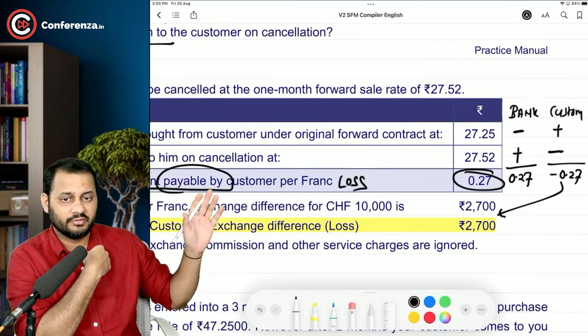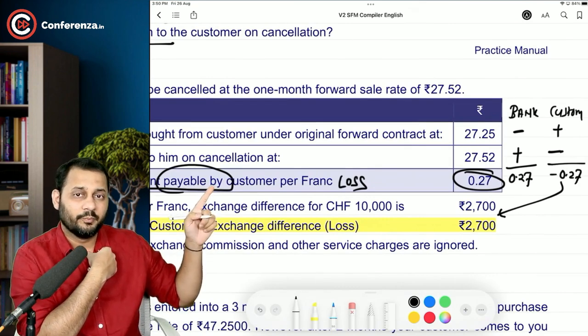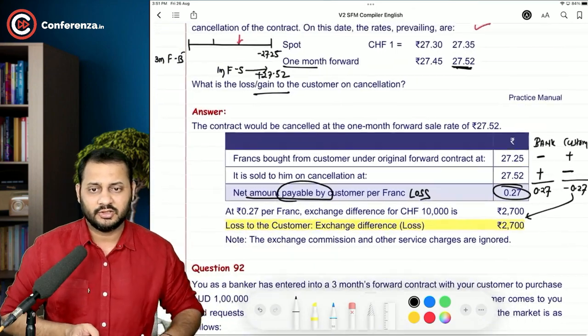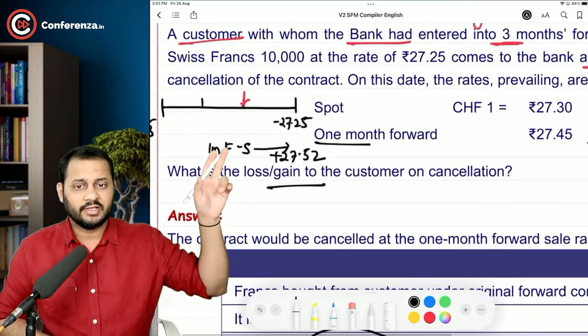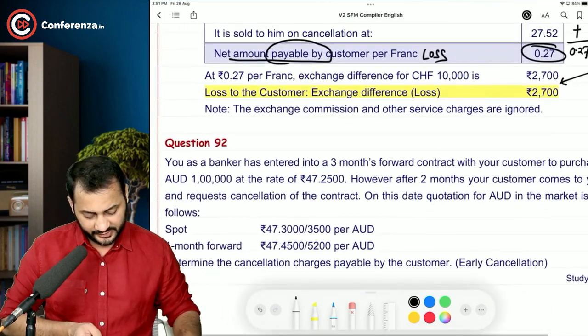So 0.27 multiplied by 10,000 Swiss franc. 0.27 rupees per franc was the loss to the customer. That's it. The only thing to remember is the expiry should be same. Okay, come to the next question now. Question number 92.